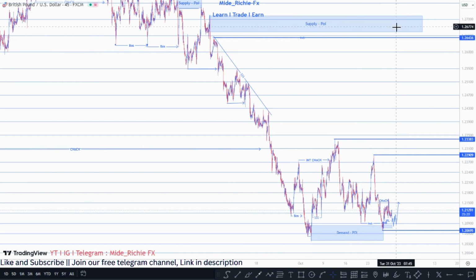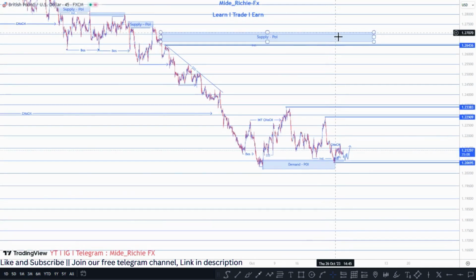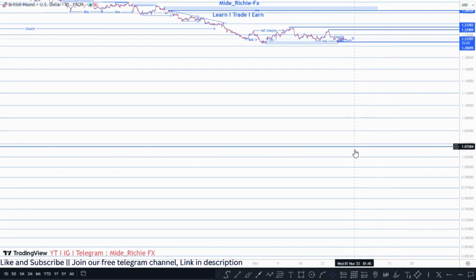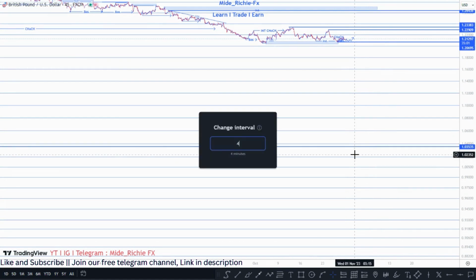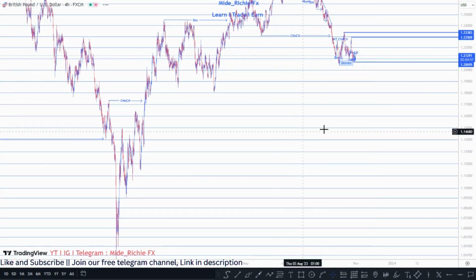So after the mitigation of the supply zone, we can now wait for a bearish confirmation or bearish patterns which the market will likely give us. Then after that we will be expecting a very huge sell from this point down to the weekly low right here. Okay, you can see basically how simple this thing is, and this will be the end of this breakdown.